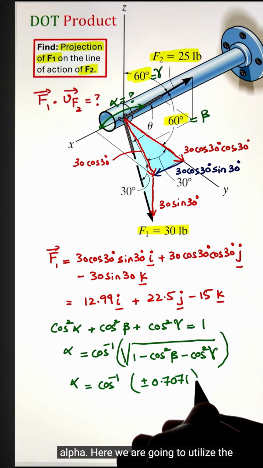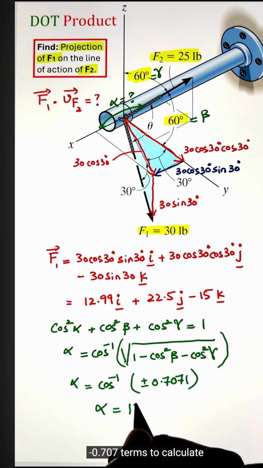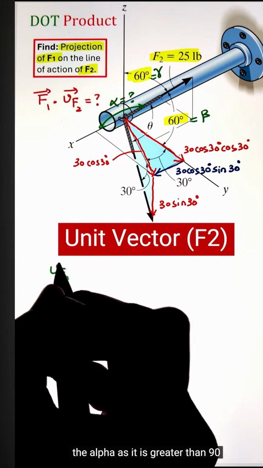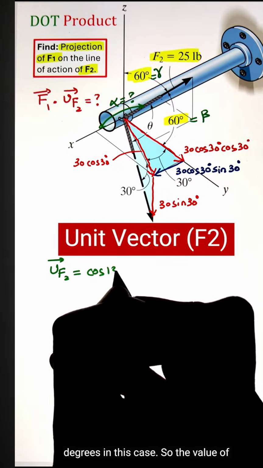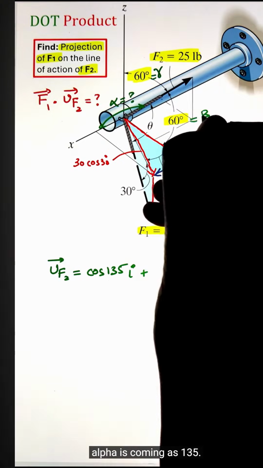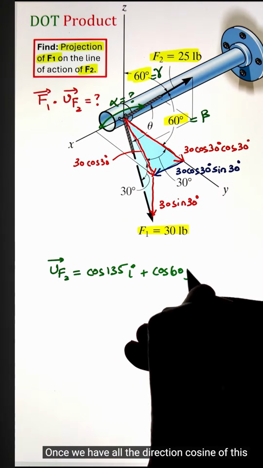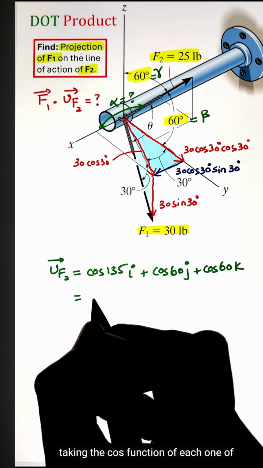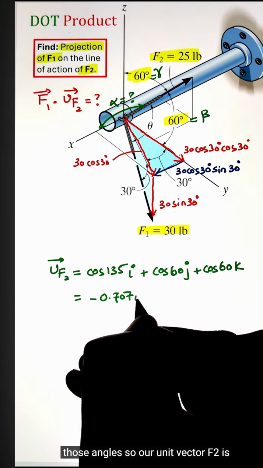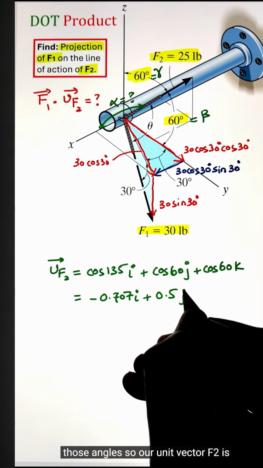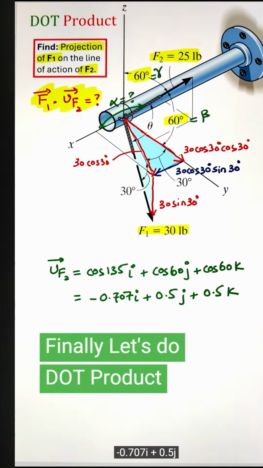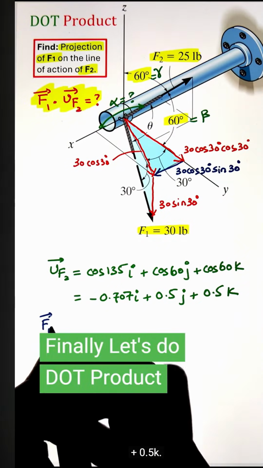Here we are going to utilize the negative 0.707 term to calculate alpha, as it is greater than 90 degrees in this case. So the value of alpha is coming as 135. Once we have all the direction cosines of this force, we can write the unit vector by taking the cos function of each one of those angles. So our unit vector F2 is coming as negative 0.707 I plus 0.5 J plus 0.5 K.